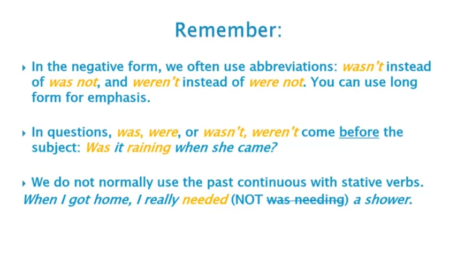These verbs are not usually used with -ing in progressive, continuous tenses. We use the past simple instead. For example, when I got home, I really needed, not was needing, a shower.